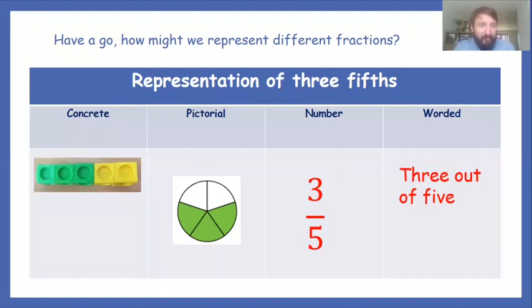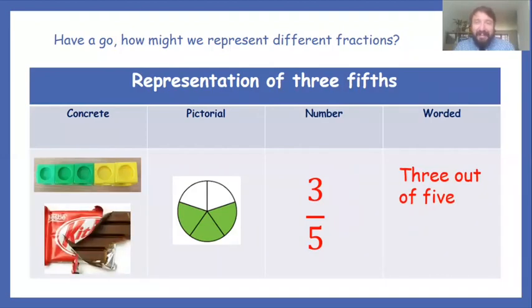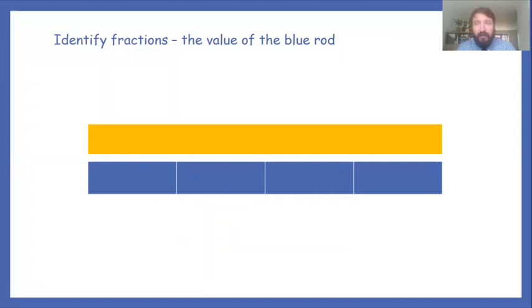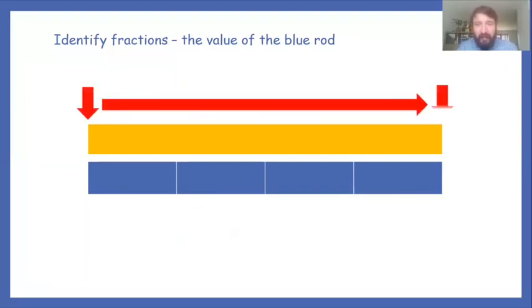And just going back to my concrete resource, that's probably what will happen if you use a Kit Kat. You'll end up eating it. So that doesn't represent anything at the moment. So in this example, we want to look at the value of the blue rod. So what is the value of the blue rod? So let's have a look. Got a nice animation here. So as you can see, I'm just identifying that the yellow bar here is going to be our 1 whole. So that is worth 1 whole.